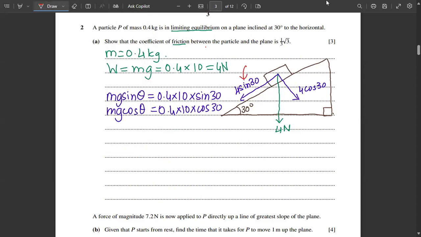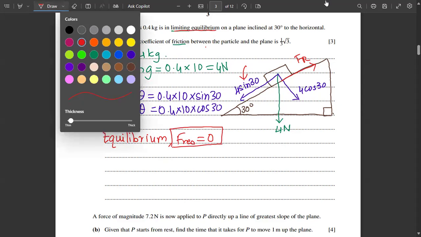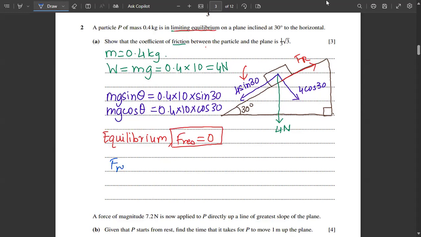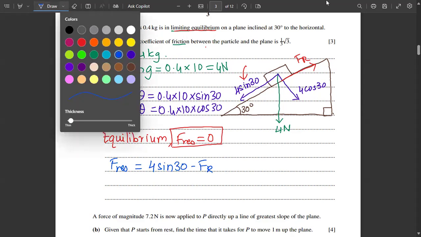And in order to prevent this, there will be a force on the right, which will be the frictional force. Now, what they have told us is that the system is in equilibrium. And if the system is in equilibrium, that means the resultant force is zero. That means no resultant force acts on the object. And we can make another equation for the resultant force, which will be the resultant force is equal to 4 sine 30 minus Fr.